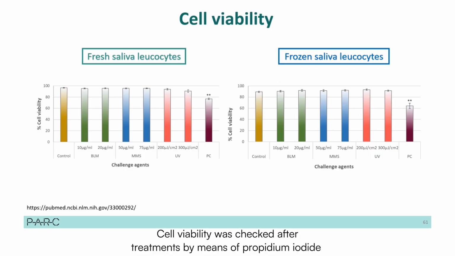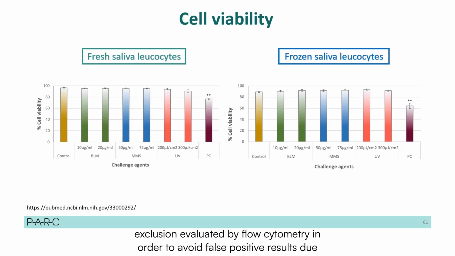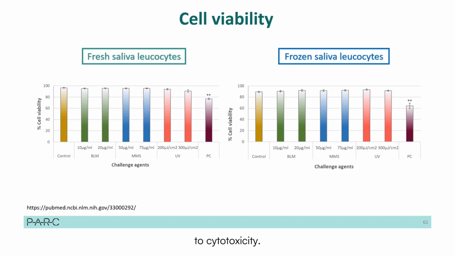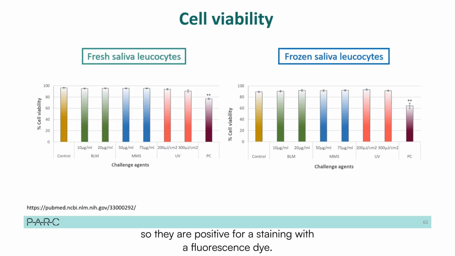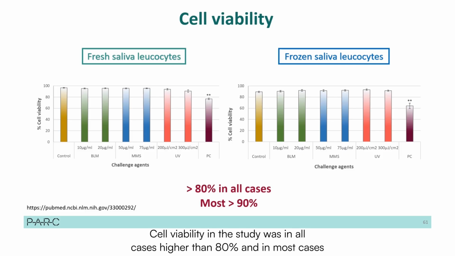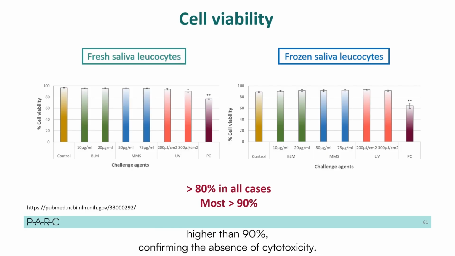Cell viability was checked after treatments by means of propidium iodide exclusion, evaluated by flow cytometry, in order to avoid false positive results due to cytotoxicity. When cells are alive, their cell membrane is intact and the propidium iodide cannot enter. But when the cells are dying, the permeability of their membrane is altered, so they are positive for staining with a fluorescence dye. Cell viability in the study was in all cases higher than 80%, and in most cases higher than 90%, confirming the absence of cytotoxicity.